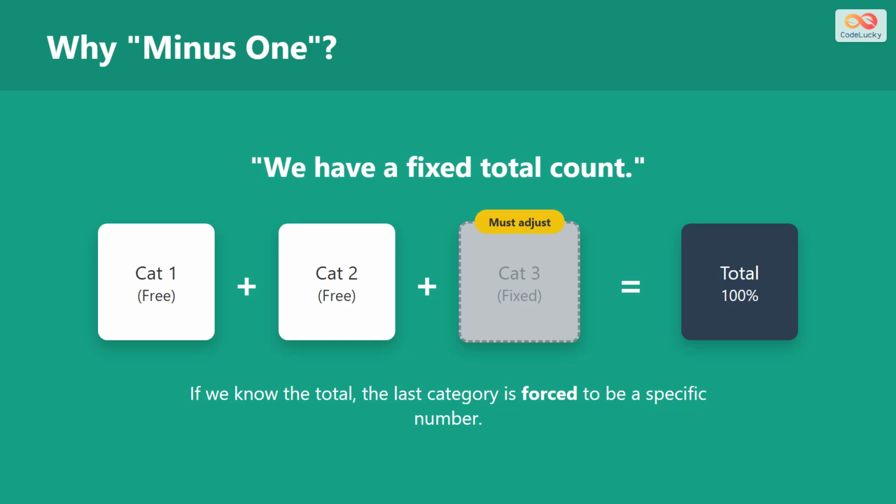The -1 comes from a constraint. In a goodness of fit test, we always have a fixed total count. Because the total is locked in, not every single category count is free to be whatever it wants. The last one depends on the others.